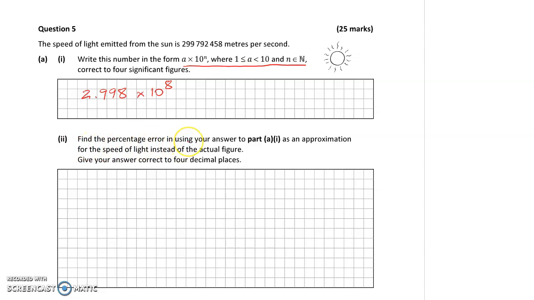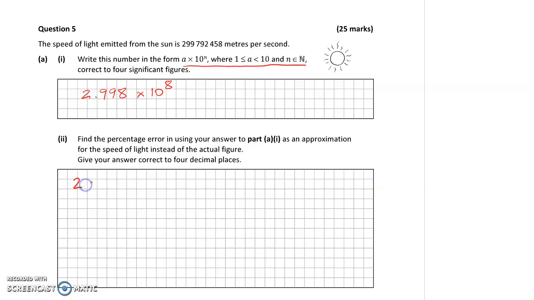Find the percentage error in using your answer as an approximation of the speed of light instead of the actual figure. So what we're saying is we've rounded this basically to 299,800,000. So how close is that? What is the error that I've created by rounding it to 4 significant figures? So first of all, let's work out what the actual difference is. What is the actual error?